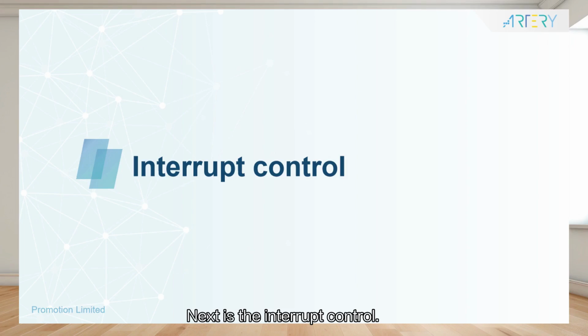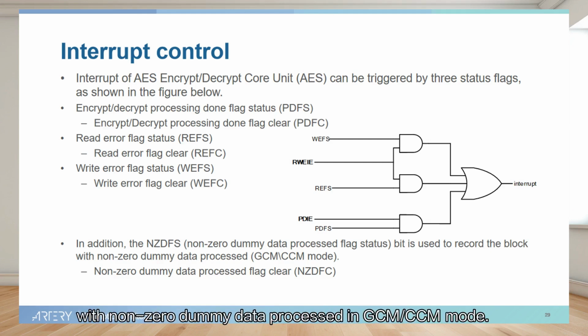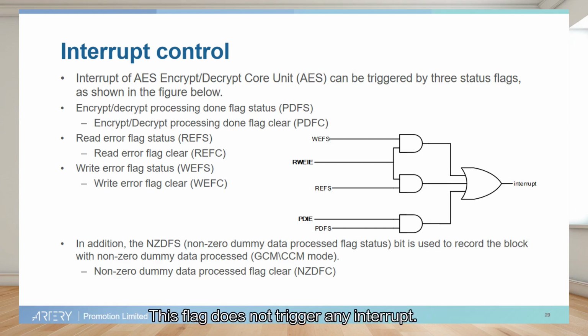Next is the interrupt control. AES interrupt control is simple, and the interrupt can be triggered by PDFS, RDFS, or WEFS. These 3 status flags have their separate flag clear bit. In addition, the NZDFS bit is used to record the block with non-zero dummy data processed in GCM or CCM mode. This flag does not trigger any interrupt.